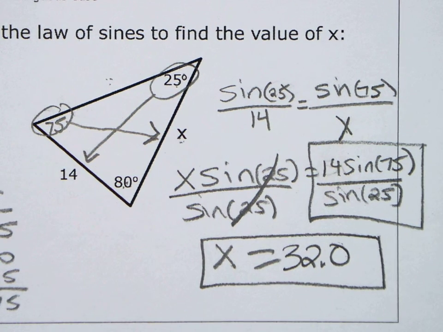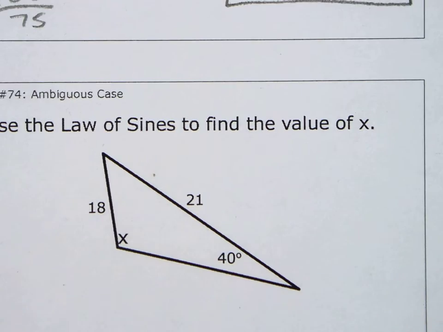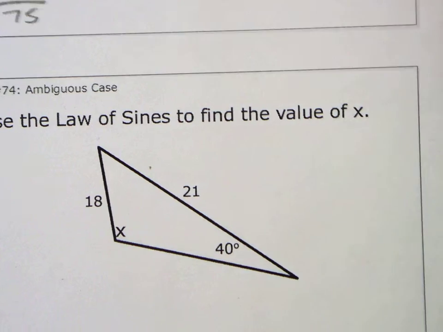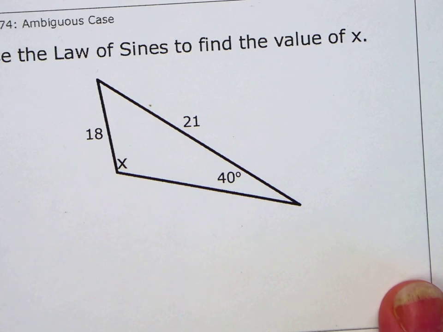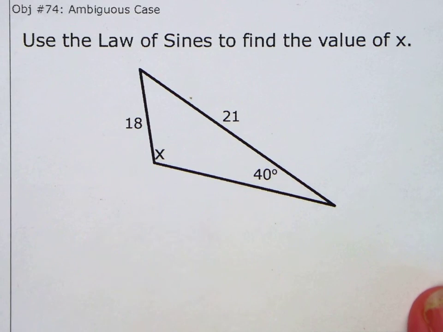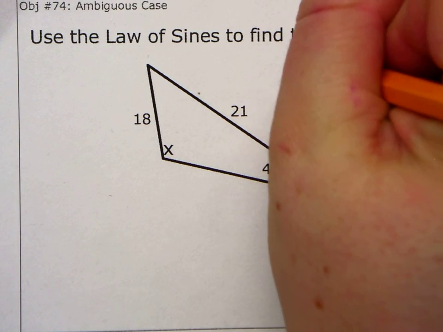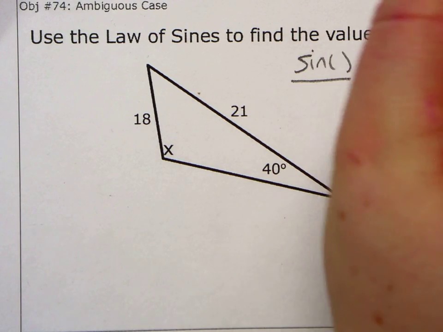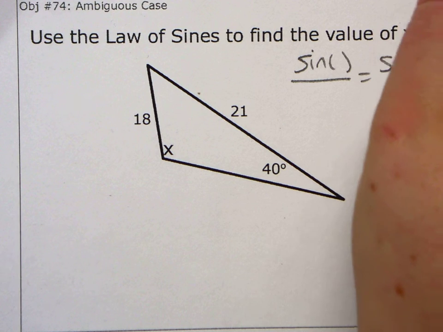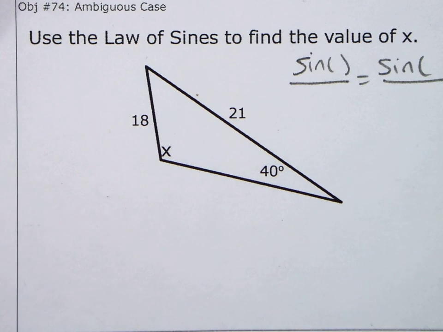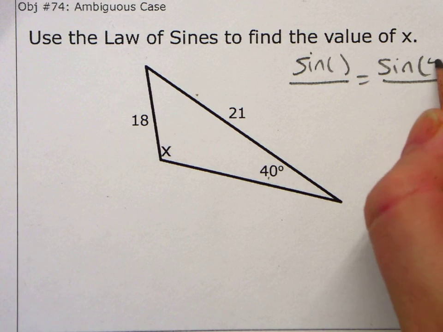All right. So that was the first thing we did. Now, what did we do on Friday? Friday we did this. It was the same process, but we're going to find the angle. All right. So again, sine of my angle over equals sine of my angle over. So which angle do we have? We have 40. I'm going to put it here.